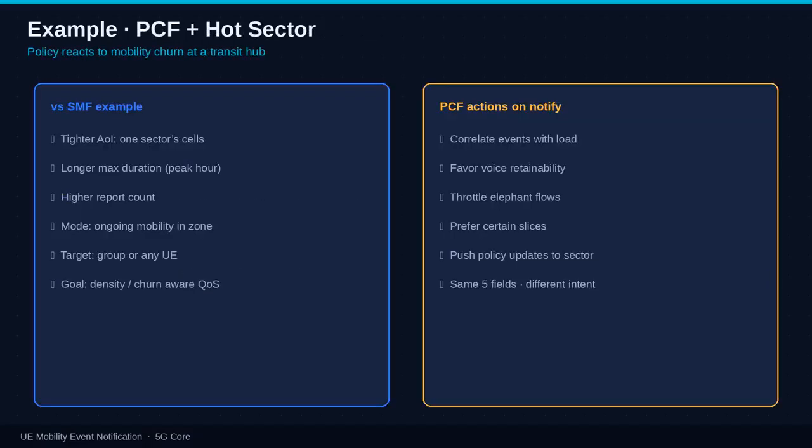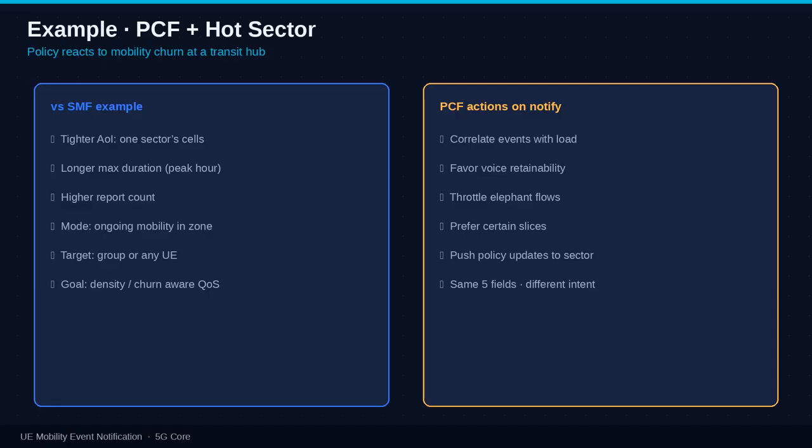Worked example 2: policy control and a hot sector. A PCF wants to tighten or relax QoS policies when UE density and mobility churn spike inside a known high traffic cell sector. Think a transit hub at rush hour. Population behavior matters more than one VIP device. Subscription shape changes. Event reporting type still centers on mobility related to an area of interest, but now the AOI is a tight list. One sector's cells, maybe a single RAN node identity.